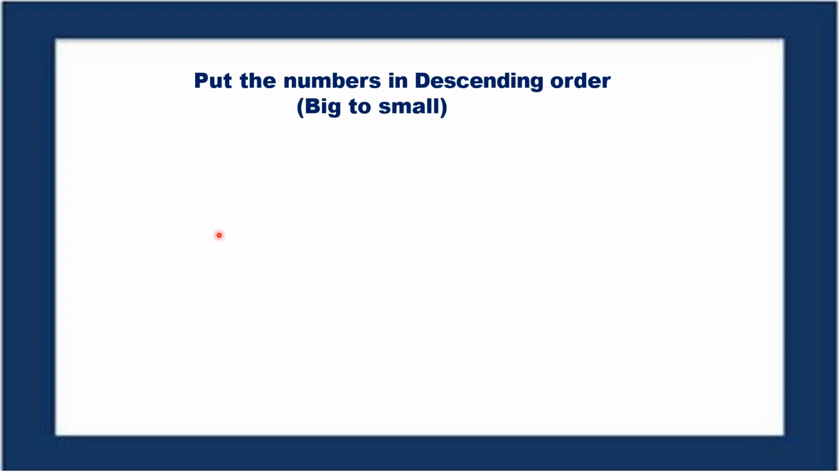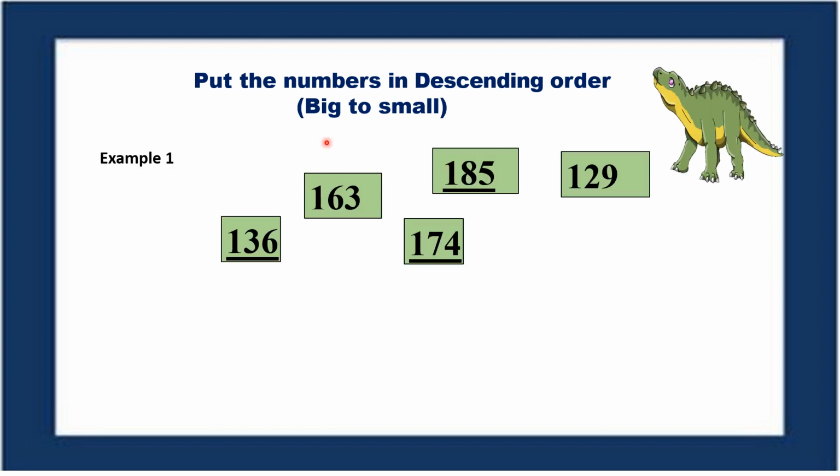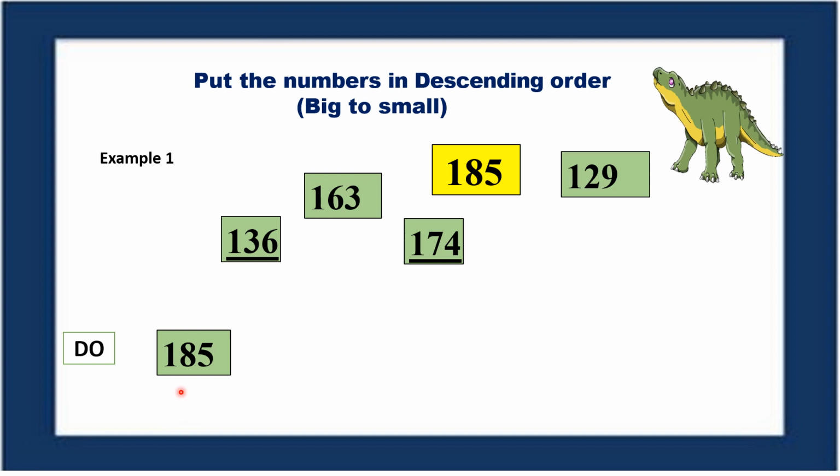Now, let's arrange these numbers in descending order. Descending means big to small. Remember the animal dino. It's big in size. So we are arranging the numbers from biggest to the smallest. First identify which is the biggest number over here. 136, 163, 174, 129 and 185. So 185 is the biggest number. So for descending order, write it as answer over here, 185, and strike off in the question.